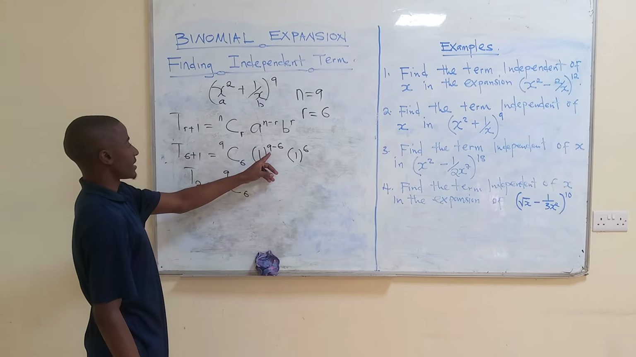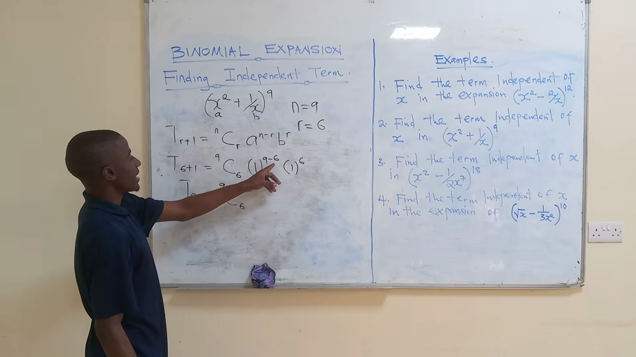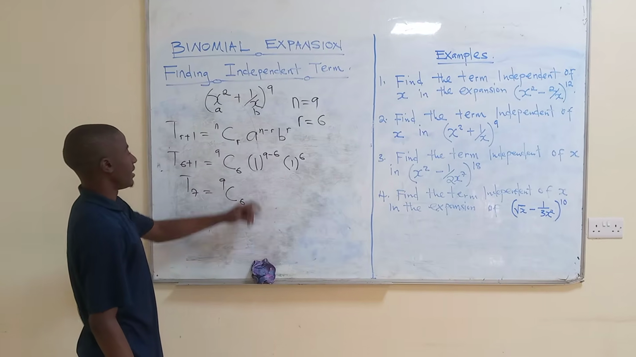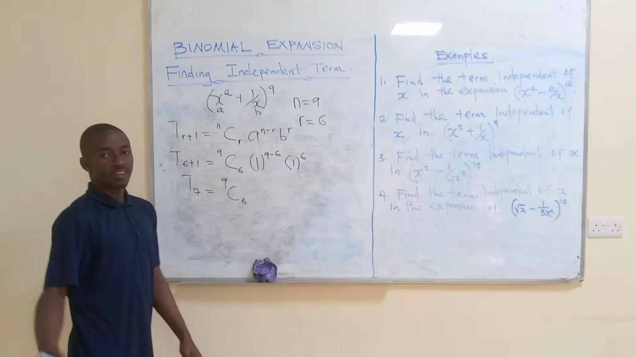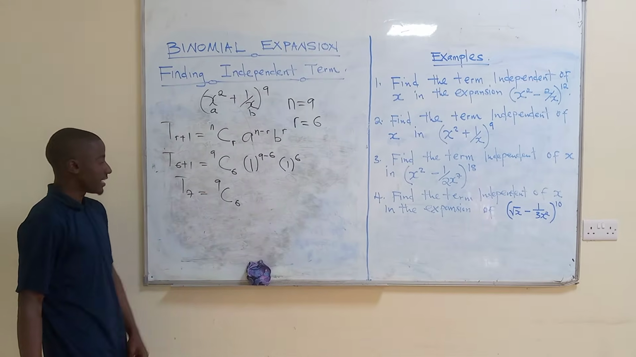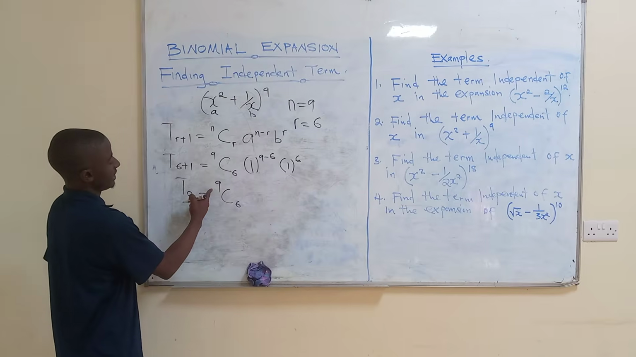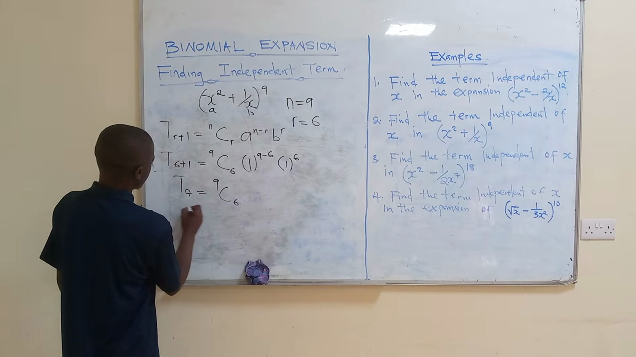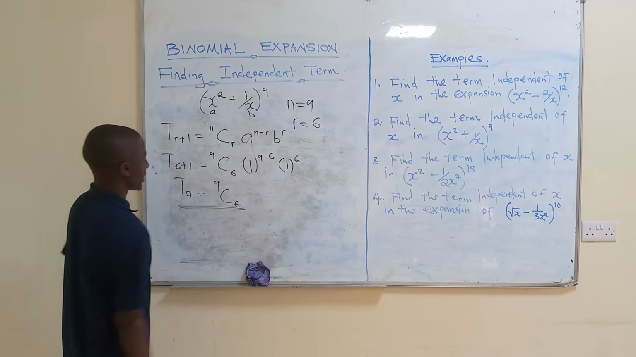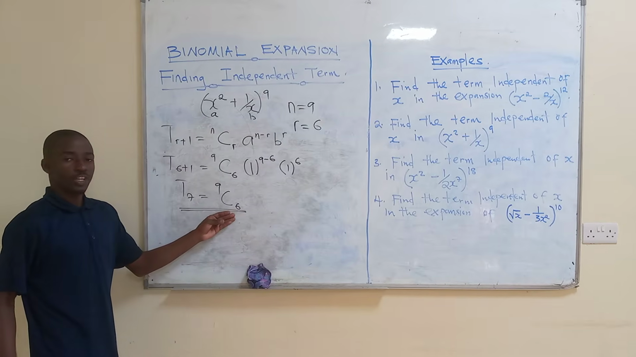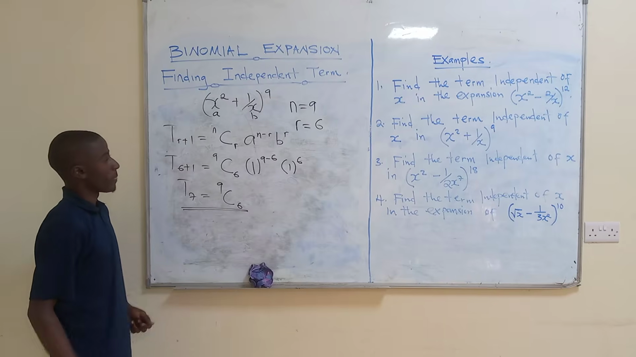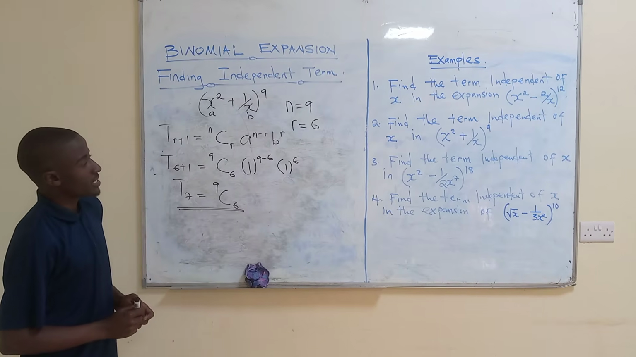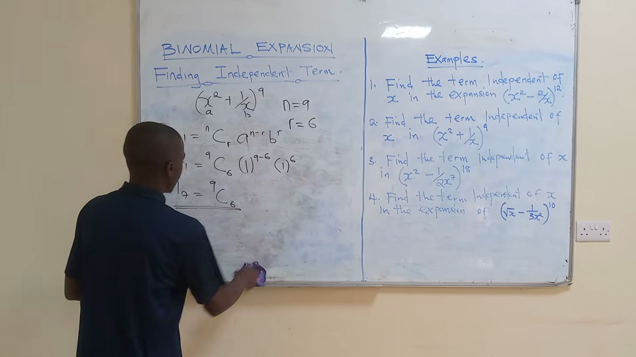So when you subtract 9 minus 6, that is 3. 1 to the power 3, that is 1. 1 to the power 6, that is 1. So your independent term is 9 combination 6. This is your independent term. If you are using the calculator, you can go further to simplify this value. So we can now proceed to the third question.